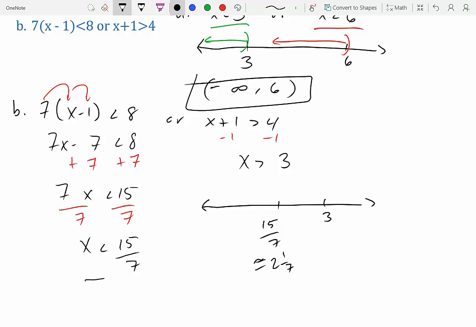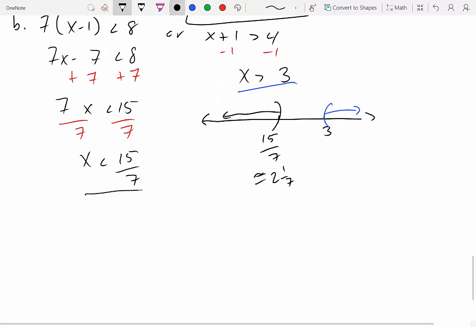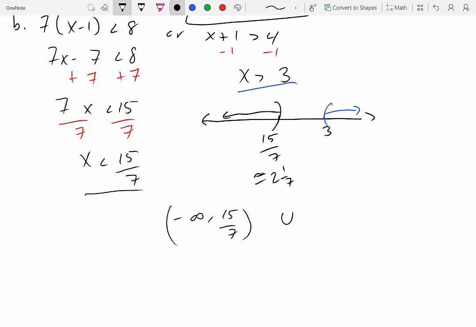So less than means we're going to the left. And then next, it says greater than, so we're going to the right. And if we want to write that in interval notation, because they're not coming together, we have to union it. So we have negative infinity to 15 over 7. Union that with 3 to infinity.